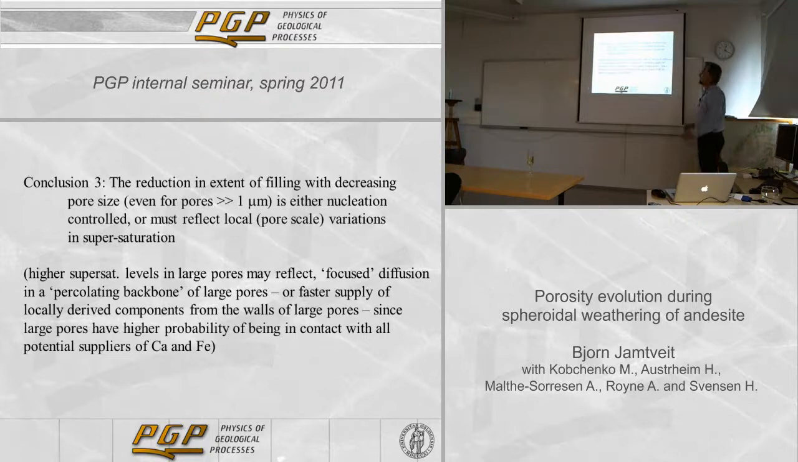So, why is it then that the biggest pores get completely filled, whereas the smaller pores, but yet not so small that surface energy plays a role, get less filled? So things are growing faster in the big pores than the small pores, or things are nucleating faster in the big pores compared to the small pores. And it has nothing to do with surface energy. So either it's nucleation control, or big pores have a higher supersaturation than slightly smaller pores.